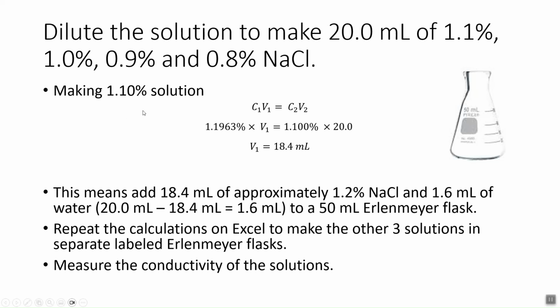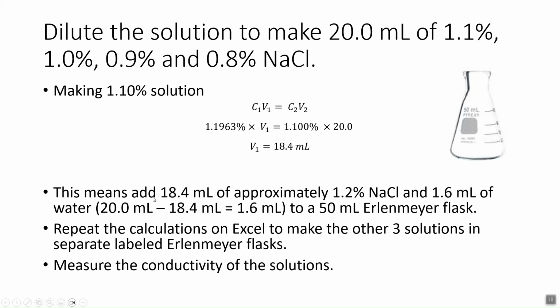V1 is the variable. How much of the 1.2% solution do I need to add to make 20 milliliters of a 1.1% solution? C2, or the concentration you're looking for, in this case is 1.1%, but you're going to have to repeat this for 0.9 and 0.8. And the volume is 20 milliliters. I missed the unit there. That should say 20 milliliters. I think I just forgot to copy it. All right, and when you do that, you get V1 equals 18.4 milliliters.